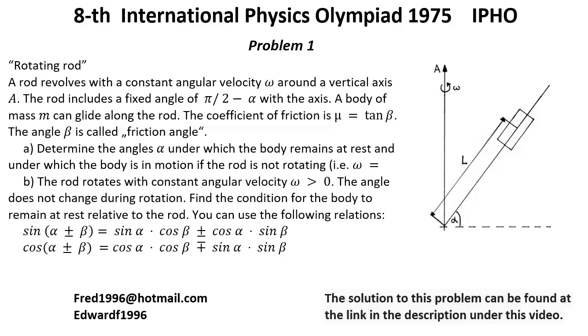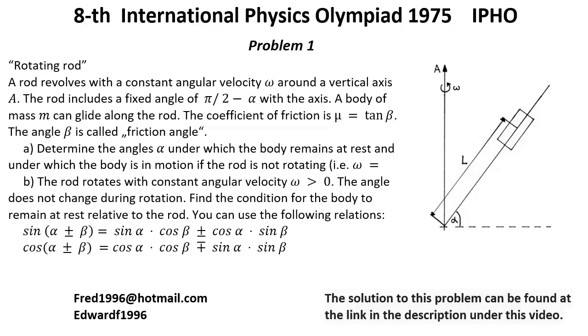Problem number 1. Rotating rod. A rod revolves with the constant angular velocity omega around the vertical axis A. The rod includes a fixed angle of pi over 2 minus alpha with the axis. A body of mass m can glide along the rod. The coefficient of friction is mu, equal to tangent beta. The angle beta is called friction angle.